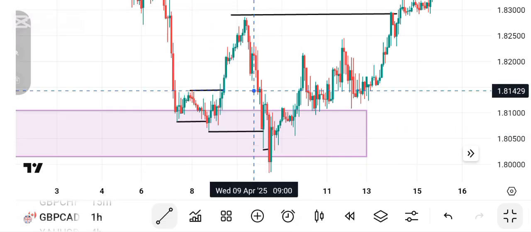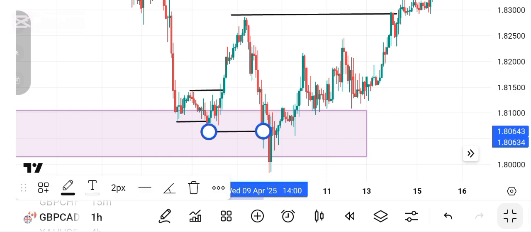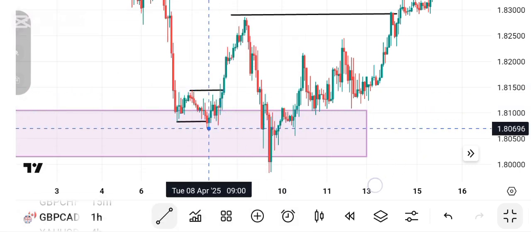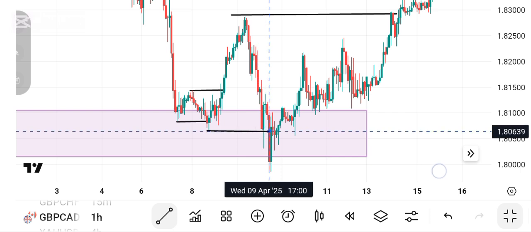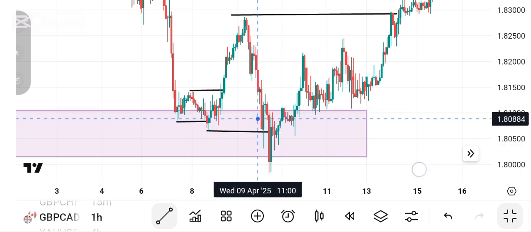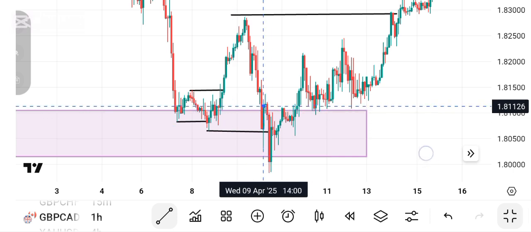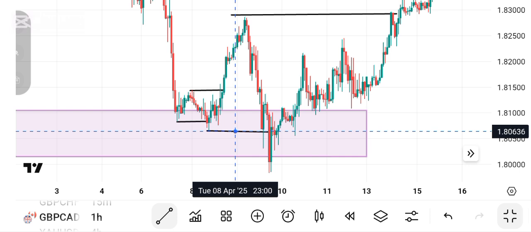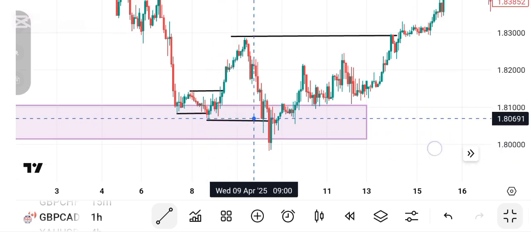So now, how do we mark it correctly? You mark it correctly like this. Why? Because this wick that took out this low is not a valid break, but rather this candle that breaks this low is a valid break of structure. Now, we have a sweep of this low.